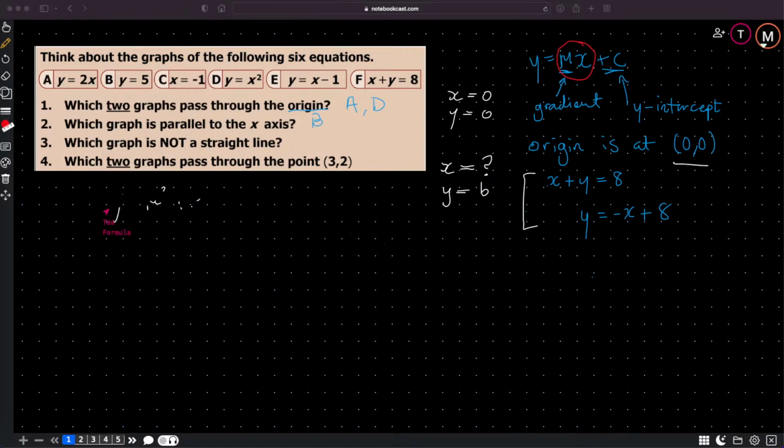And I guess it's fair to say a little bit of knowledge about graphs. I think it's fair to say that you should know that y equals 5 is something that's going straight across in line with the 5, and that x is going straight up. So I'm going to go with, for these straight lines here, 2x.